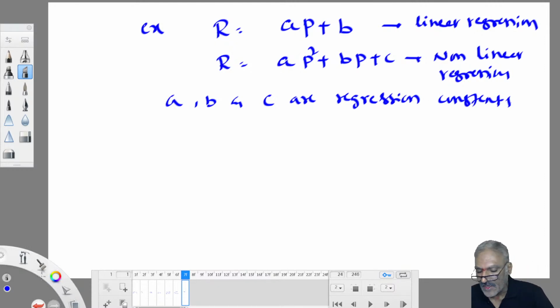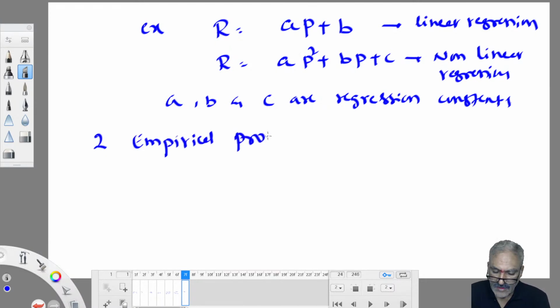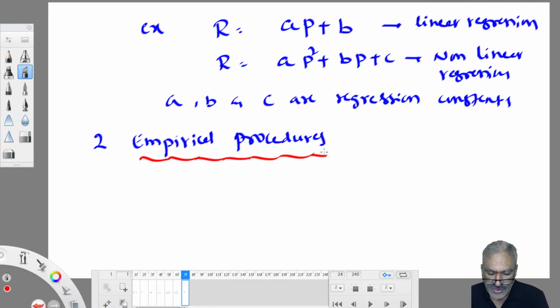Rainfall is a measurable quantity, so find the runoff using the equation. That's one method. We also have got so many empirical procedures. These empirical procedures were developed by British people when they were ruling our country. British engineers developed so many empirical procedures. Even today we are using them. They are so good.